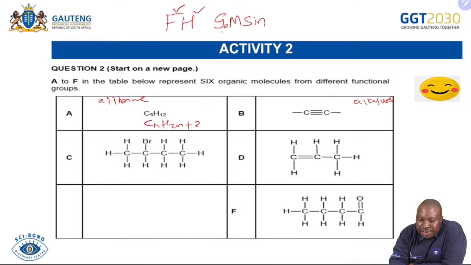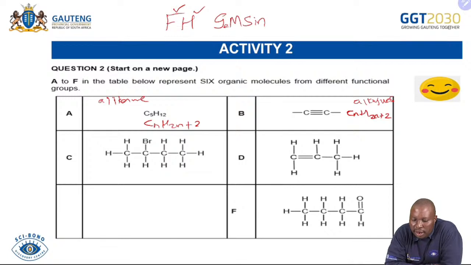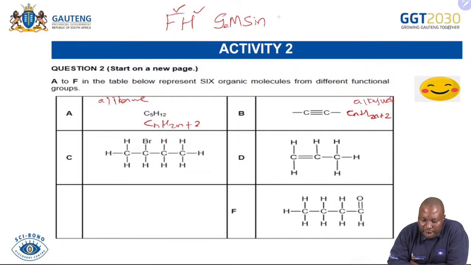Now from there, the G stands for the general formula. You know, for alkynes, the general formula is CnH2n plus 2. From there is the issue of the molecular formula. Then you have to know the molecular formula. This is the structural formula that you are given. So the I there is for the isomers and the N for the name of that structure. So this is going to work wonders on number C.